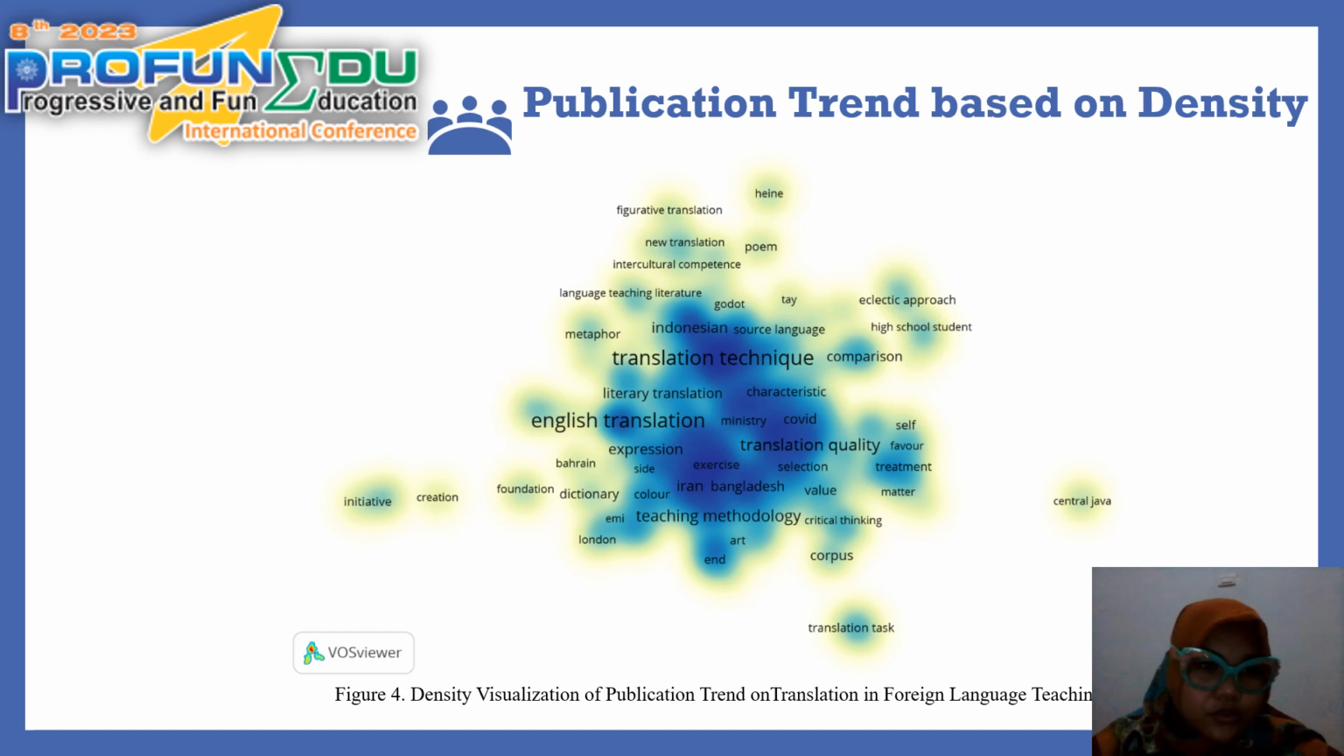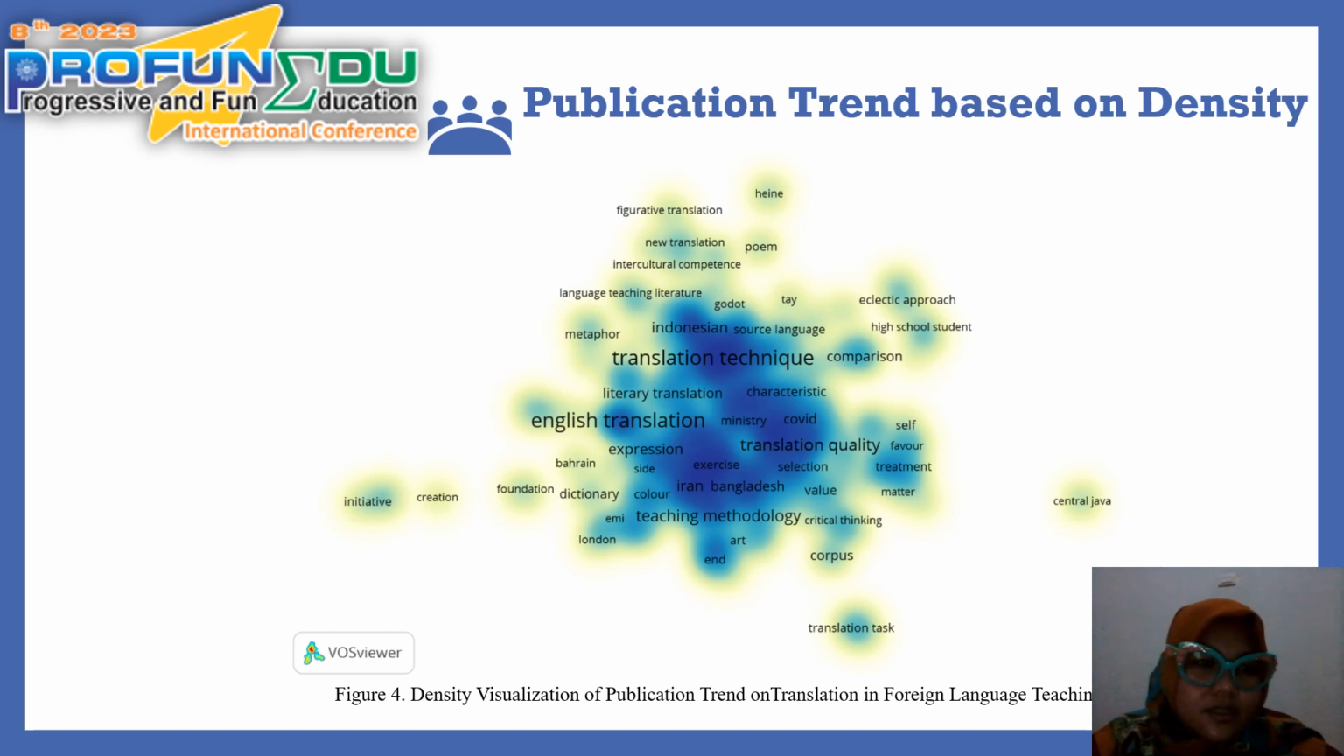Figure 4 shows the density of research topics studied on translation in teaching foreign languages. The density is presented in 3 colors: blue, light blue, and yellow. The blue indicates the highly frequent topics studied. The light blue indicates frequently reviewed topics. The yellow indicates rarely reviewed topics.